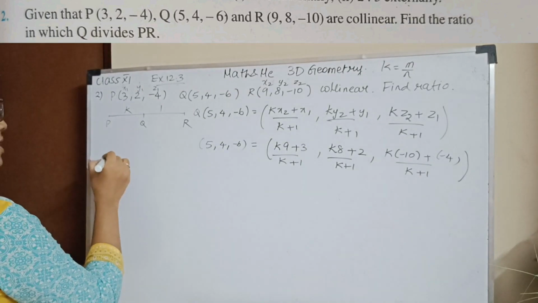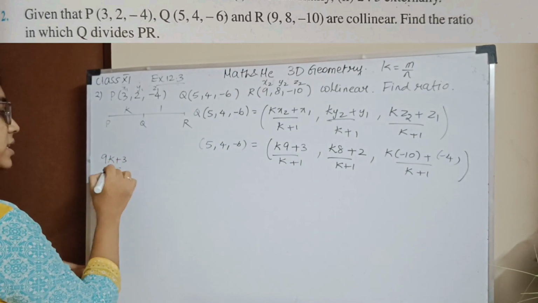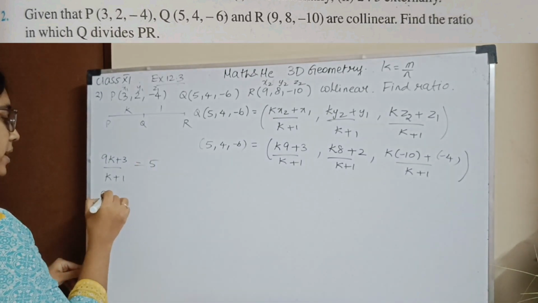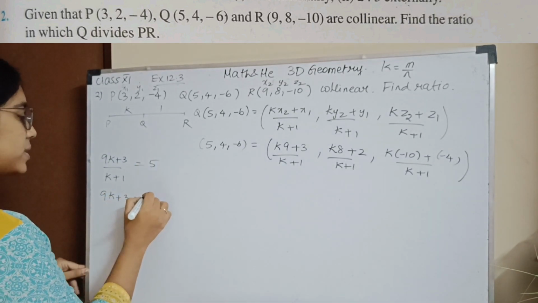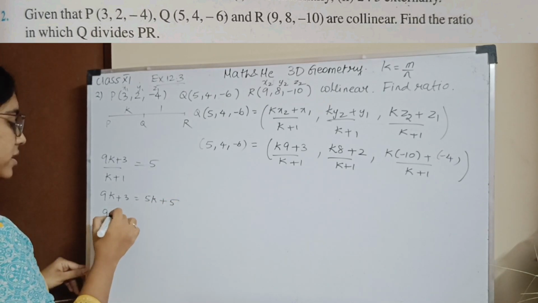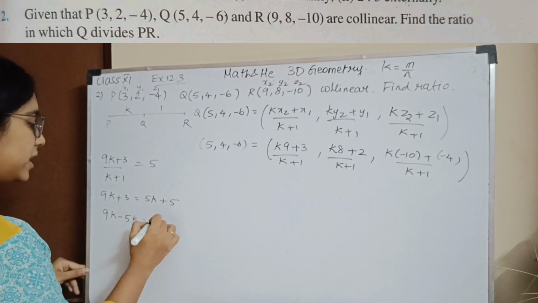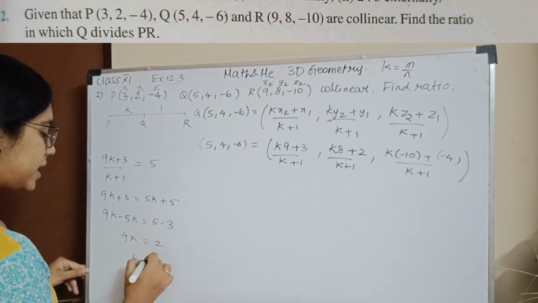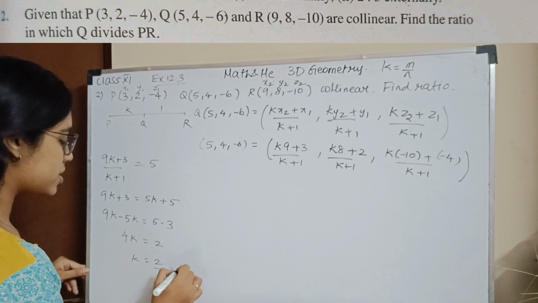So what will I have? 9k plus 3 divided by k plus 1 equals 5. When I cross multiply, 9k plus 3 equals 5k plus 5. When I bring the k to this side, 9k minus 5k equals 5 minus 3. So 4k equals 2, k equals 2 by 4, which is 1 by 2.